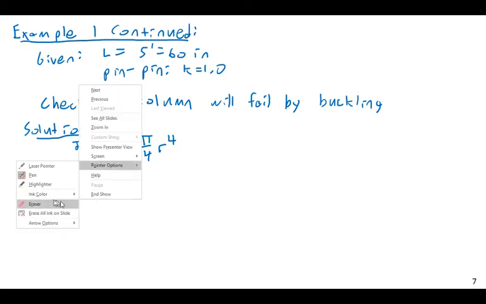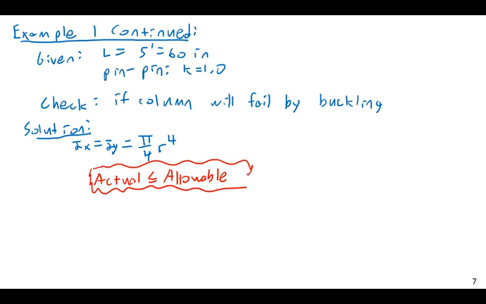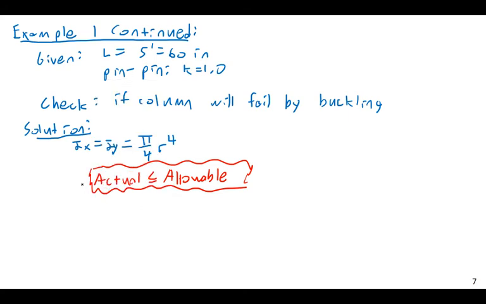And we're going to use the mother equation again. Actual is less than or equal to allowable. I'm going to say that 120 kips is equal to P actual. That's the actual load on this thing.